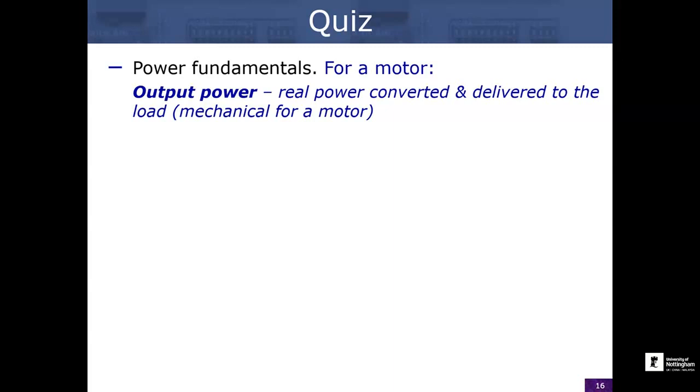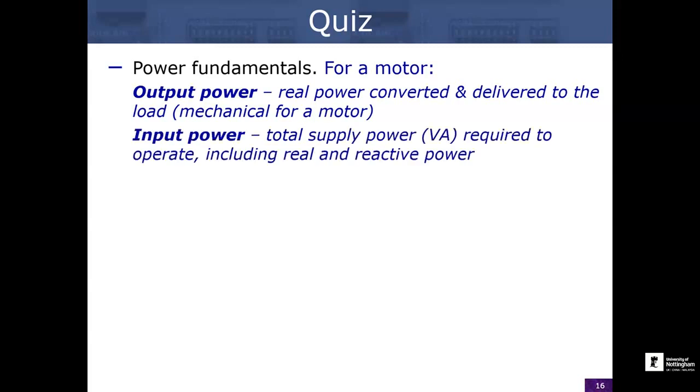We have our output power, which is our real power actually converted and delivered to the load. So if this is a motor, it's doing mechanical work, so this would be the mechanical power output for a motor. The input power in this context would then be our total supply power, so our total volts and amps required to operate. That's going to include everything in terms of input power. It'll include both the real part of the power that's doing some kind of physical work, and the reactive power, which is getting stored in the energy storage components, which for typical motors are going to be inductances.